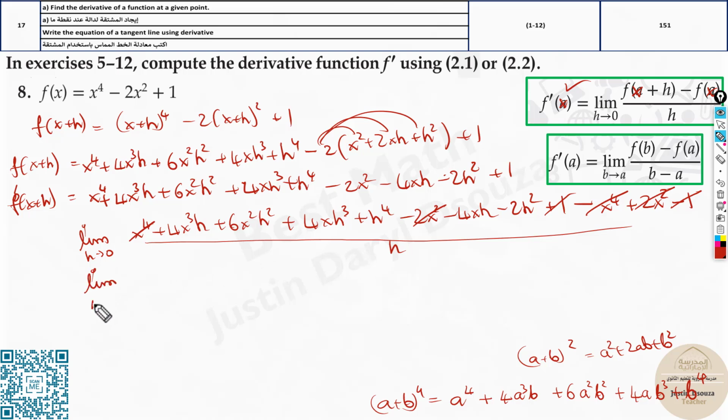So limit as h tends to 0. You can't make the limit of h 0 now because it'll be undefined. So let's write it out. We have 4x to the power 3 h. Then plus 6x squared h squared plus 4x h cubed plus h power 4 minus 4xh minus 2h squared.